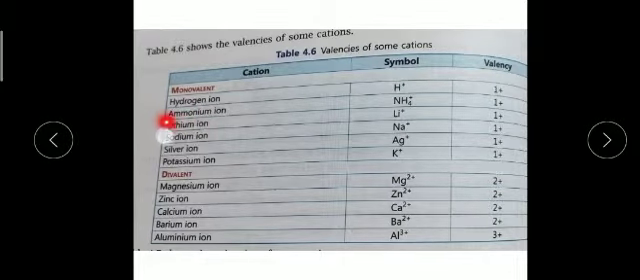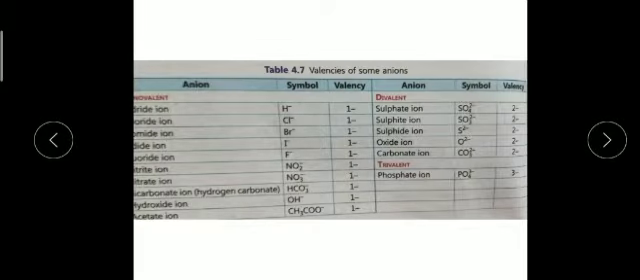So the hydrogen ion, lithium, sodium, silver and potassium are monovalent, they all are having single plus charge. Then in the next part, magnesium, zinc, calcium, barium are divalent, they are having 2 plus charge. Then some have variable valency. Some anions: anions means negatively charged, you can see. These are also monovalent, they are having 1 negative charge. Divalent ones are having 2 negative charge, and phosphate is having tri-negative charge.